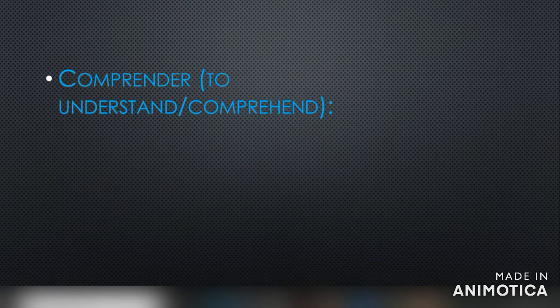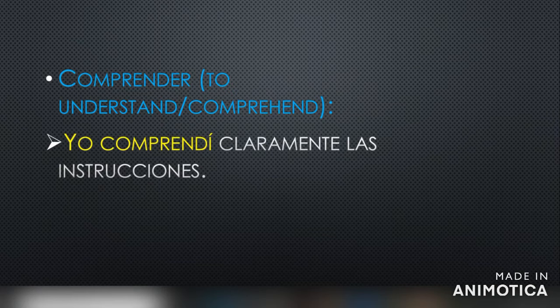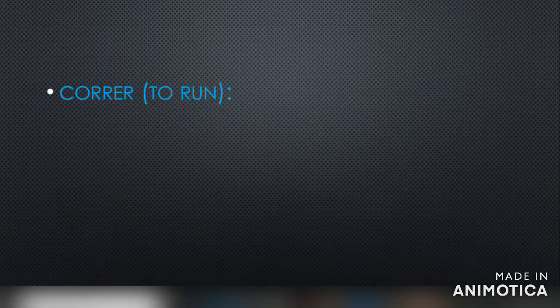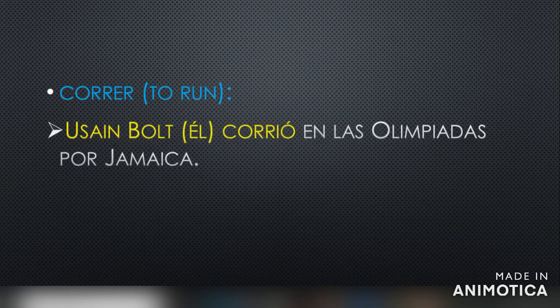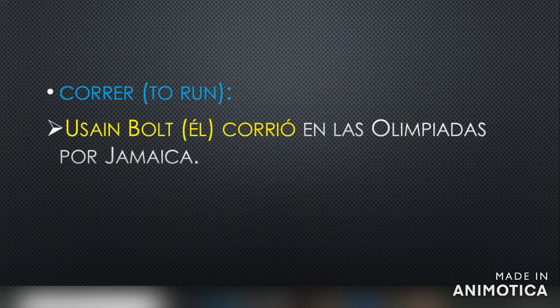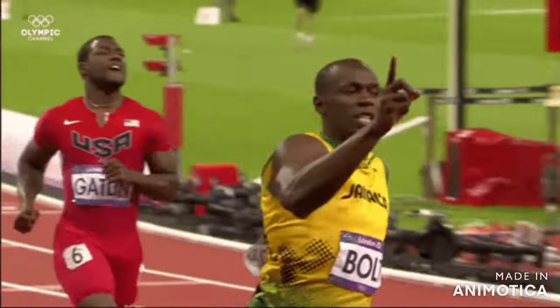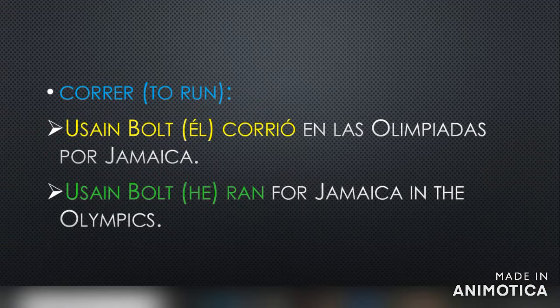Next, comprender means to understand or comprehend. Yo comprendí claramente las instrucciones. I clearly understood the instructions. Next, correr means to run. Usain Bolt corrió en las Olimpiadas por Jamaica. Usain Bolt ran for Jamaica in the Olympics. Note that the third person singular is used because Usain Bolt could easily be replaced with the pronoun él in Spanish and he in English.